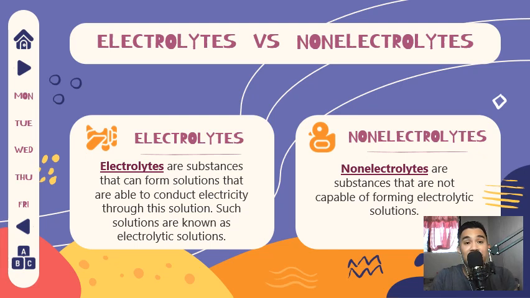Let us try to differentiate electrolytes and non-electrolytes. Both these types, electrolytes and non-electrolytes, have colligative properties. Let us first describe what electrolytes are. Electrolytes are substances that can form solutions that are able to conduct electricity through the solution. Such solutions are known as electrolytic solutions. While non-electrolytes are substances that are not capable of forming electrolytic solutions.